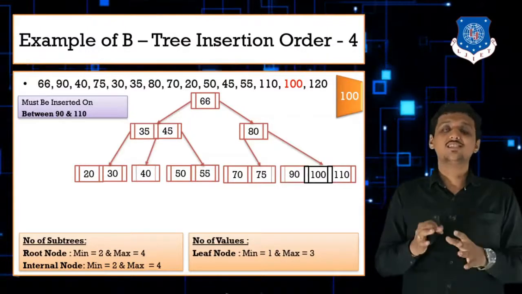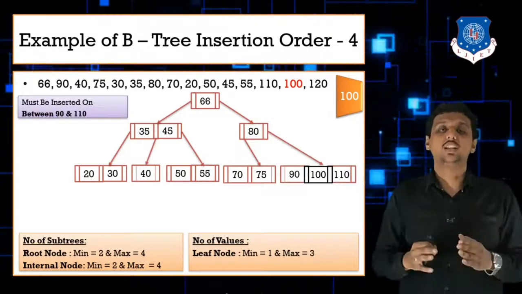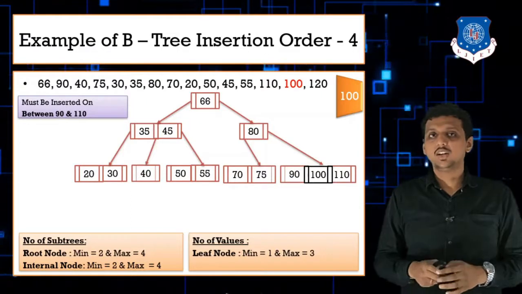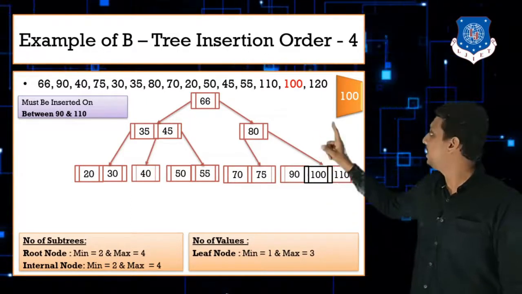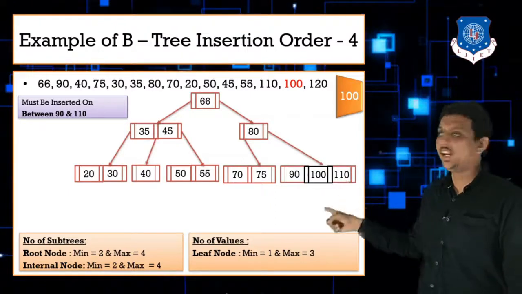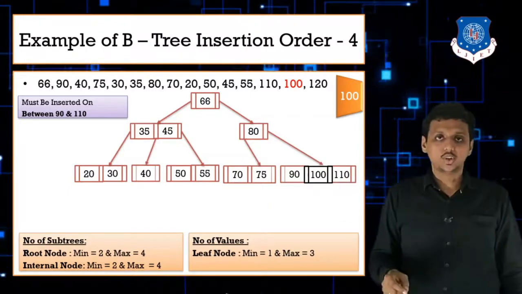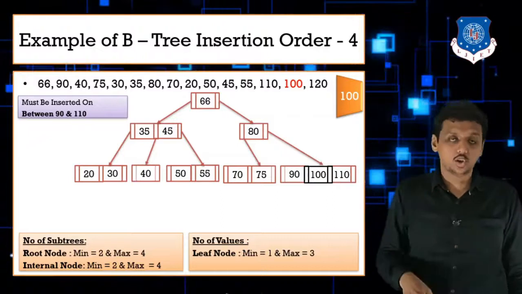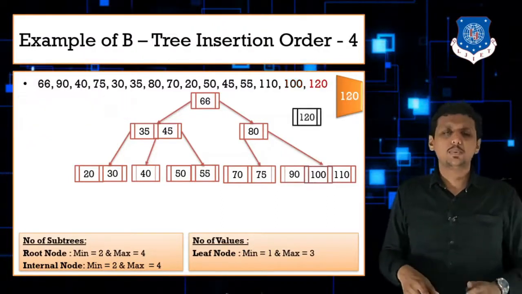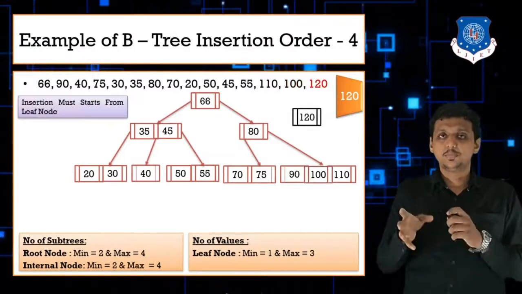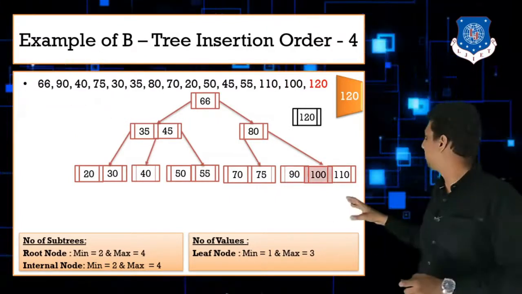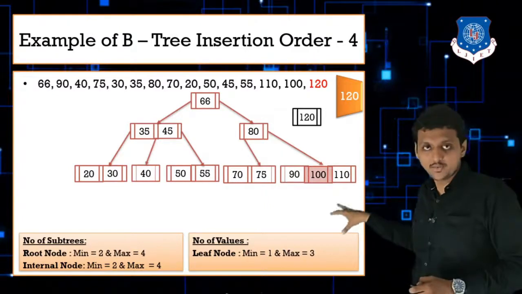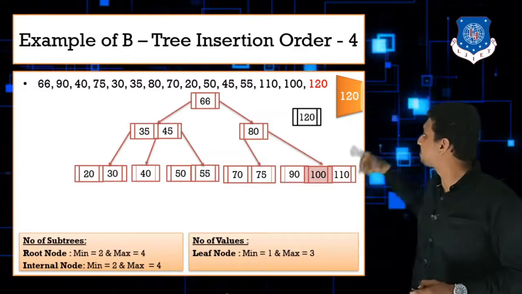Now the last term, that is 120. So how to insert 120? Now you need to think for that, because 120 needs to be inserted on node 90, 100 and 110. But now tell me, is there any space for 120? No. So what I need to do is, I just need to split from the middle of the term, that is 100. So 100 will go to its parent node.